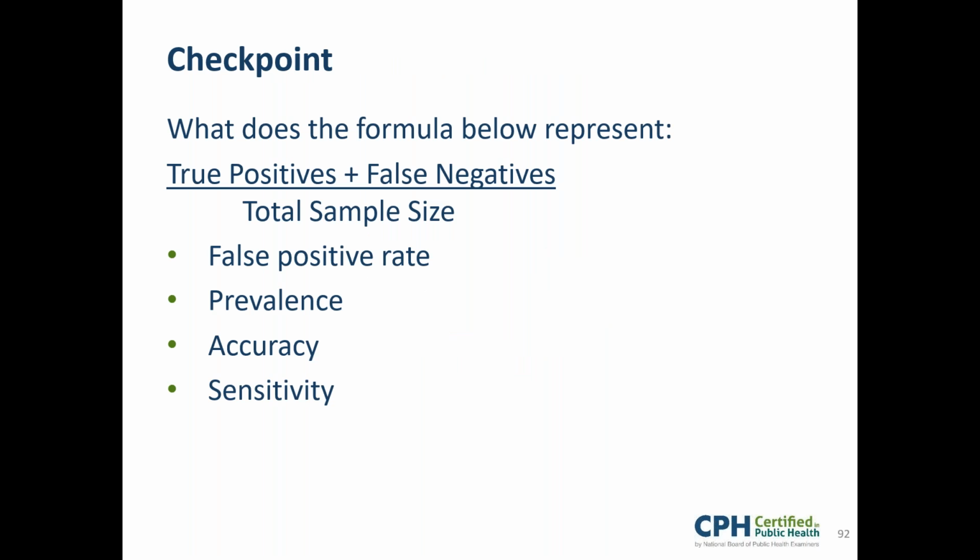Our final checkpoint today is for you to determine what the formula given here represents. True positives plus false negatives divided by the total sample size is what? And there will be a poll that comes up.